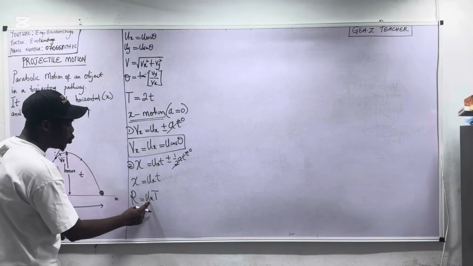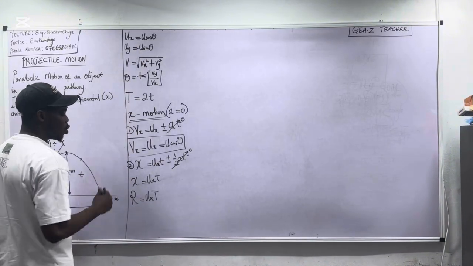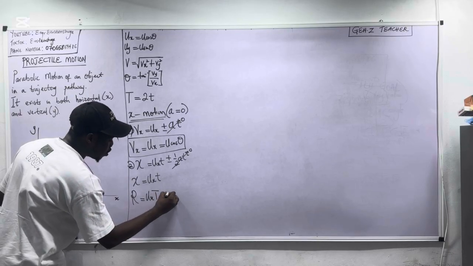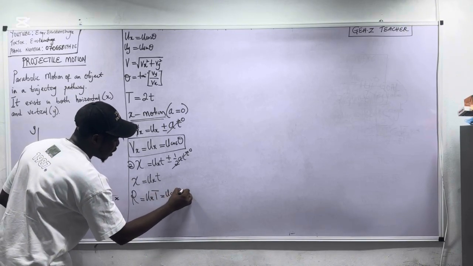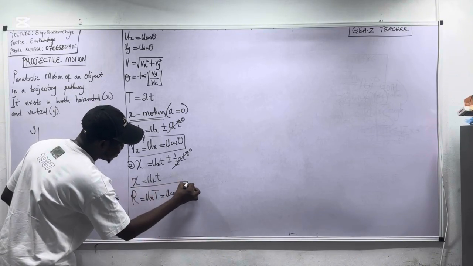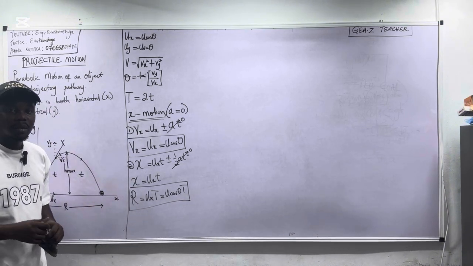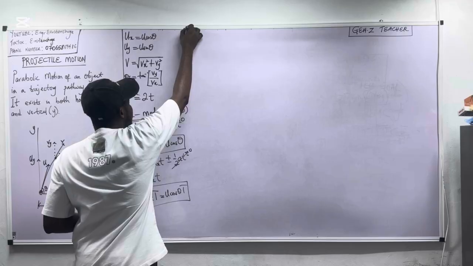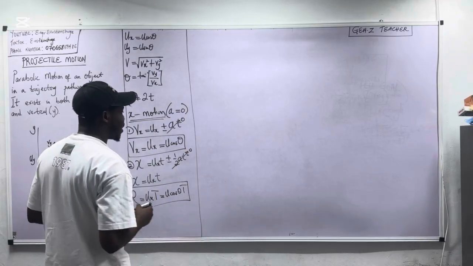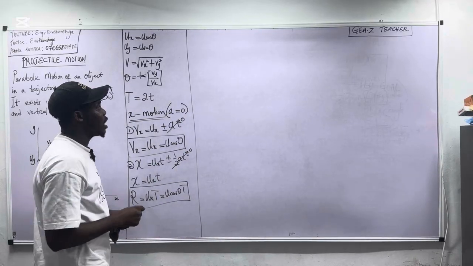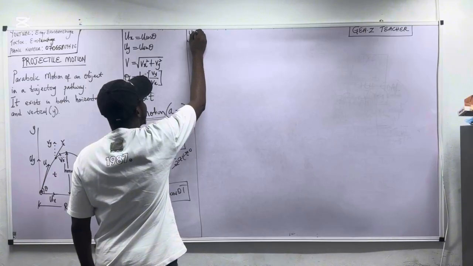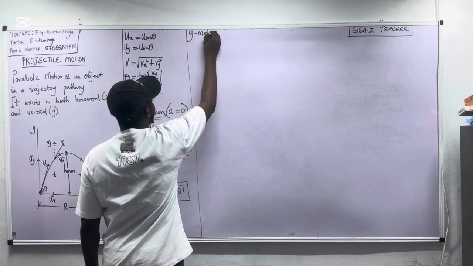Now, recall what ux is. ux is u cos theta. So you can say this is also equal to u cos theta times T. Now, this is the formula to find the range of a projectile motion. Quickly, that will be all for the horizontal part. Let's look at the vertical part, the y motion of a projectile.